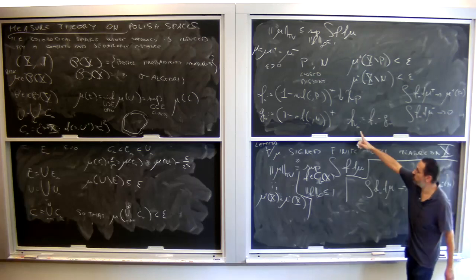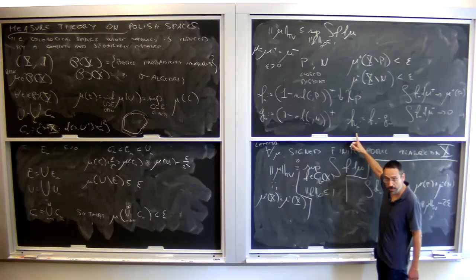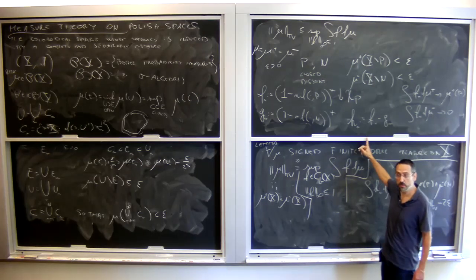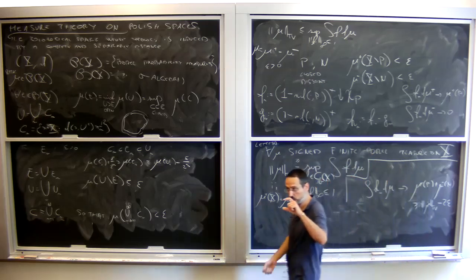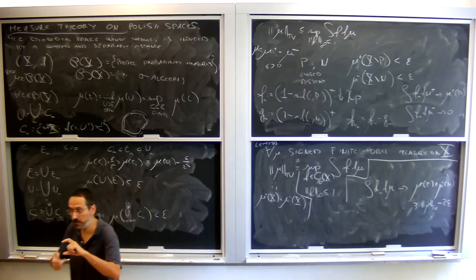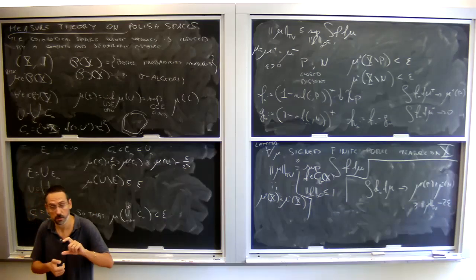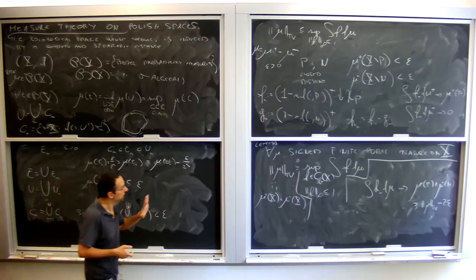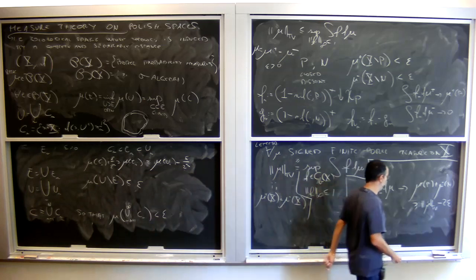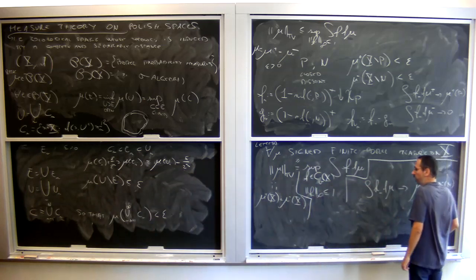But of course, each of these Hn is continuous and bounded with norm one, because it is the difference of two non-negative functions with values between zero and one. So the difference is still between one and minus one, right? Okay, so that has also been proved. All right.